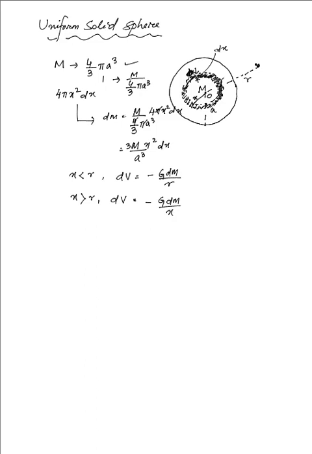Now, if we are to determine the potential for an external point, in case of the external point, what we can have is this one, that is the condition dV is equal to minus G dm divided by r. So for any external point which is lying outside the sphere, we have dV to be that. So we have V for an external point.